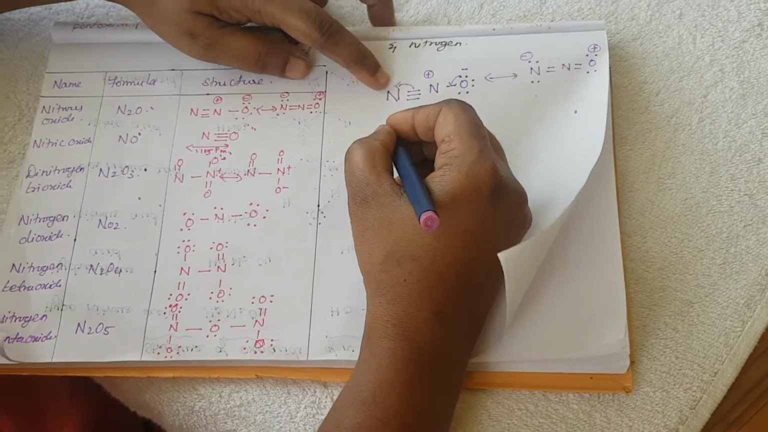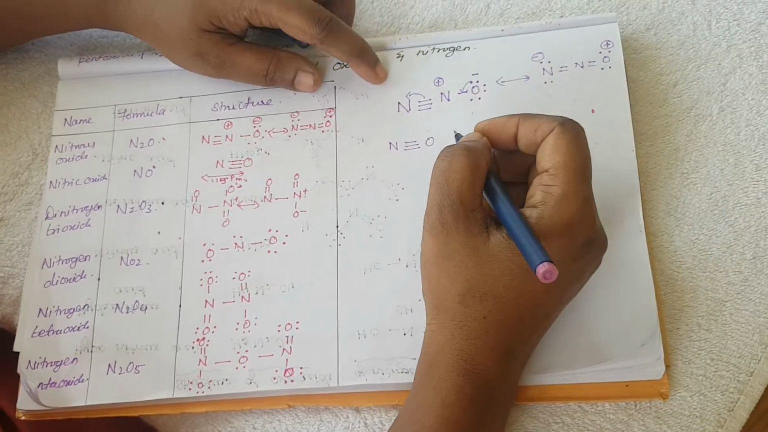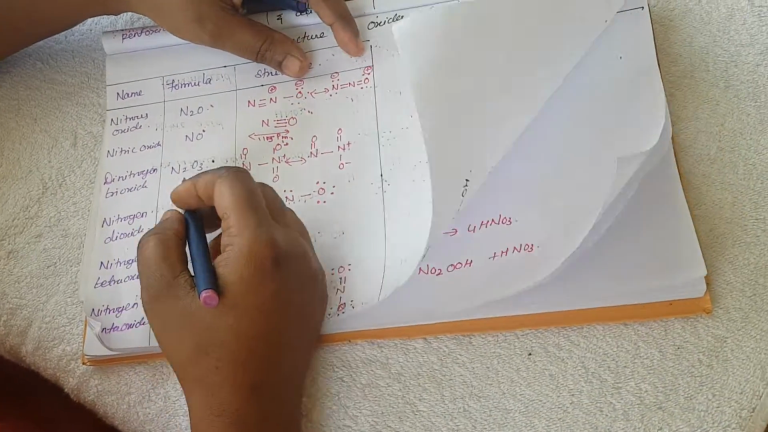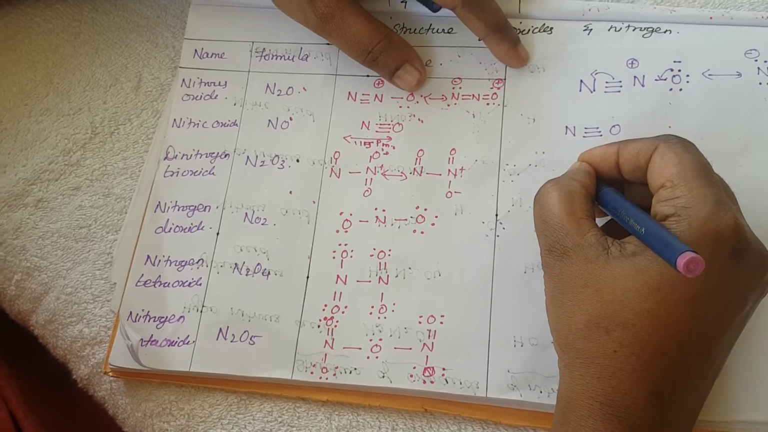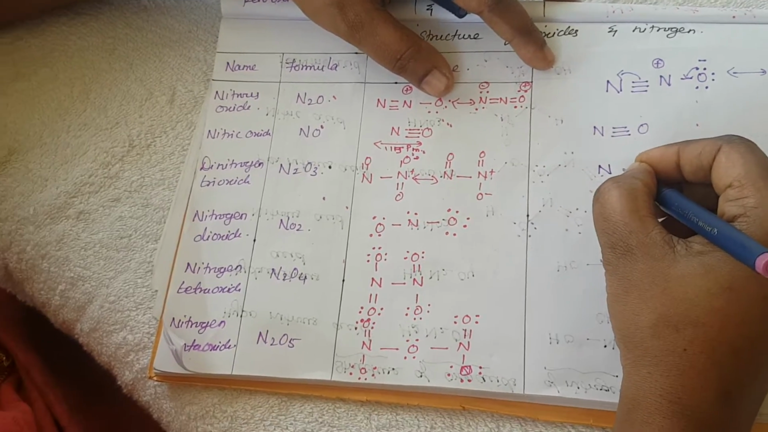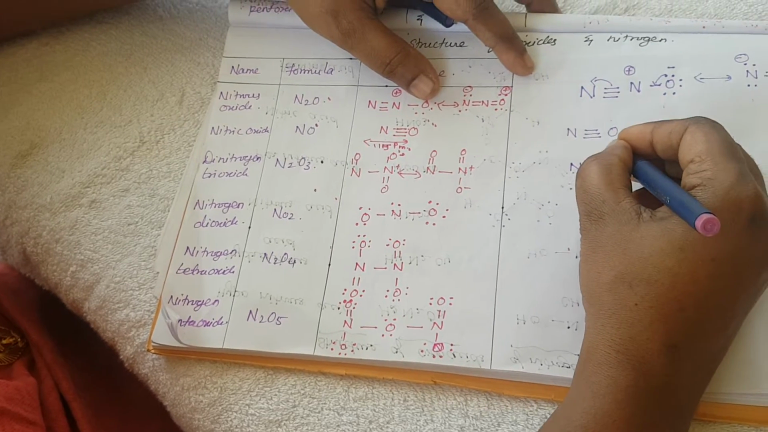Again nitric oxide is also a very easy one, triple bond O. Okay, so another one, dinitrogen trioxide. How to write dinitrogen trioxide? So nitrogen, dinitrogen double bond, then oxygen.